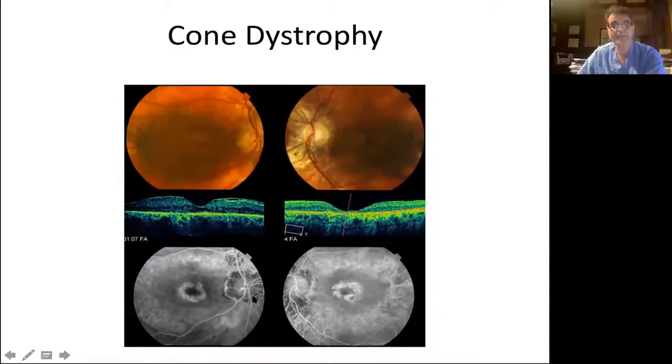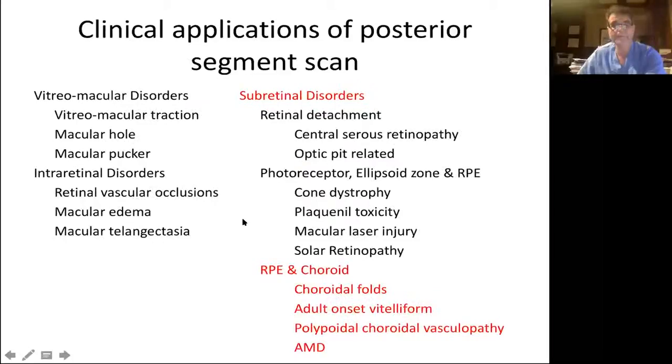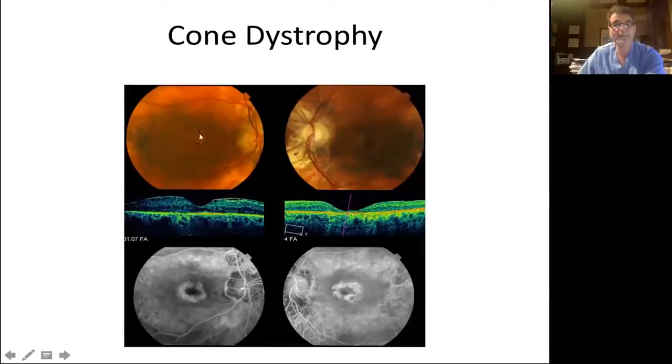And finally, a patient with cone dystrophy. We can see the typical bullseye pattern on the color photos. It shows up more distinctly on the fluorescent angiogram. And on the OCT, the ellipsoid zone and deeper layers are disrupted. There's some retention of the ellipsoid zone centrally in this right eye. Incidentally, the patient has mild macular pucker.